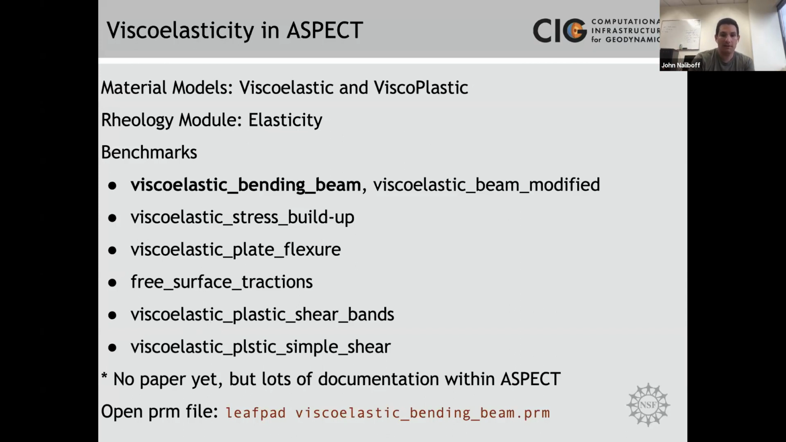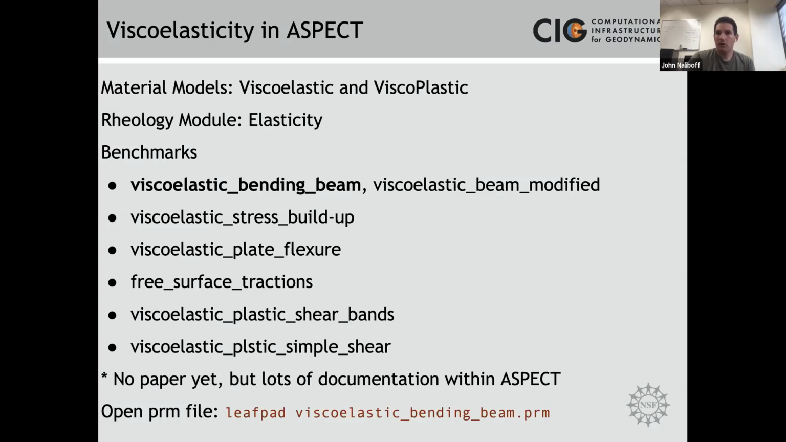There's one called viscoelastic plastic shear bands, and then plastic simple shear. One of the reasons we're not going over that today, and why we haven't published some papers on this yet, is the nonlinear convergence behavior. So far, it drastically worsens when we include elasticity, and we're working on solutions for that right now. So again, there's no paper yet, but there is lots of documentation within ASPECT and within these examples.